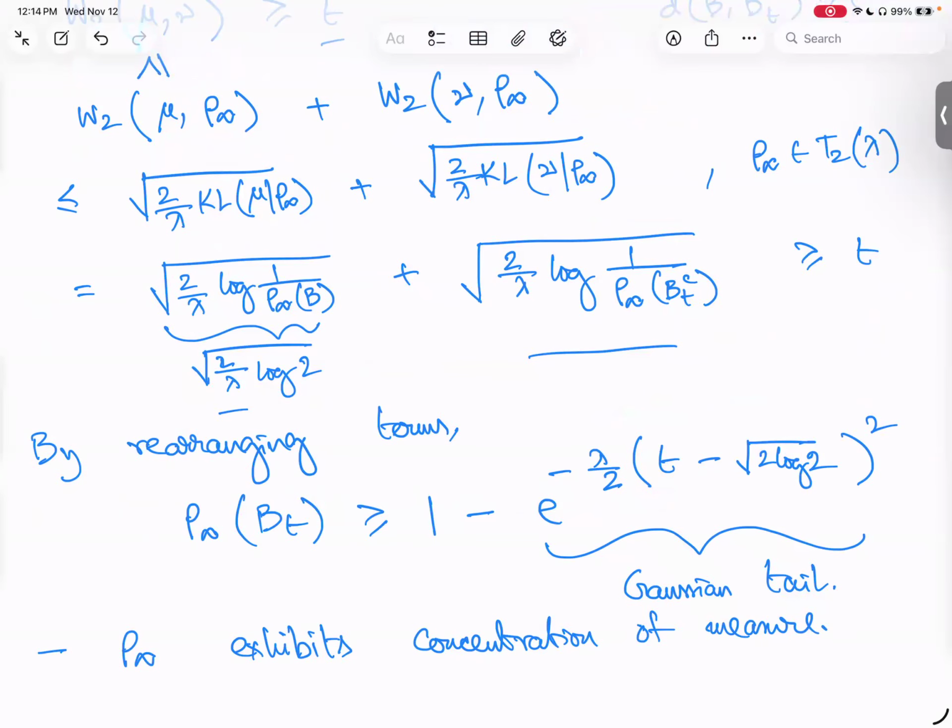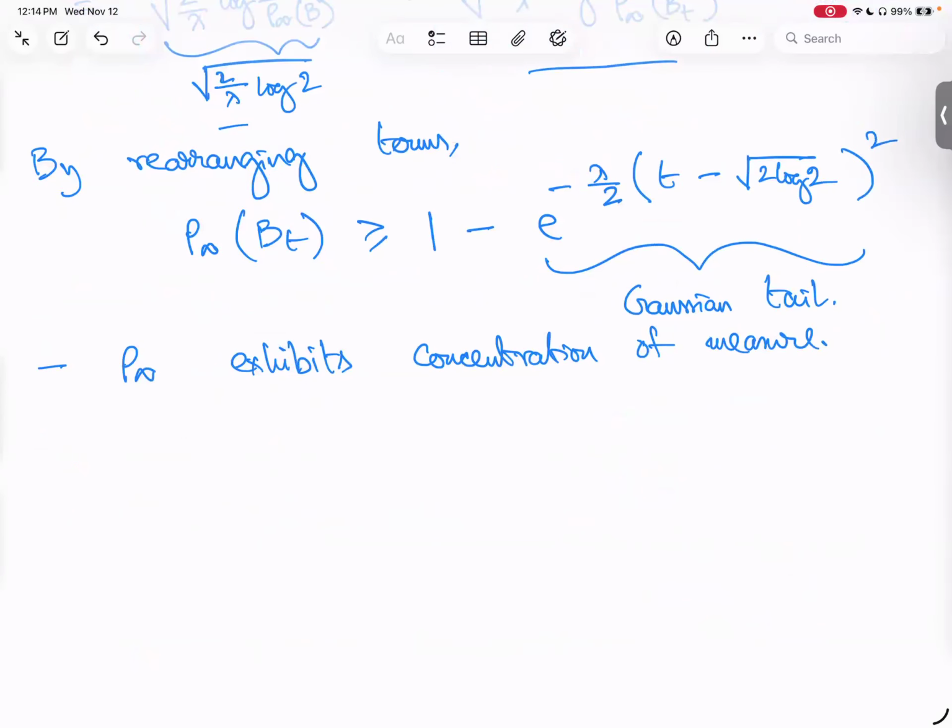All right, I should also mention one more related theorem, which you may already know, the Csiszár-Kullback-Pinsker theorem. So this is a related theorem.